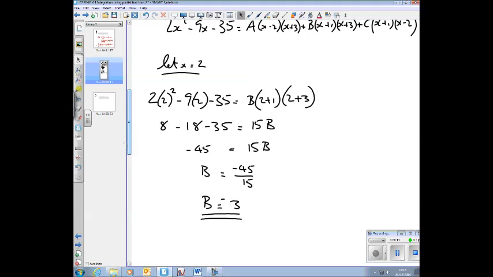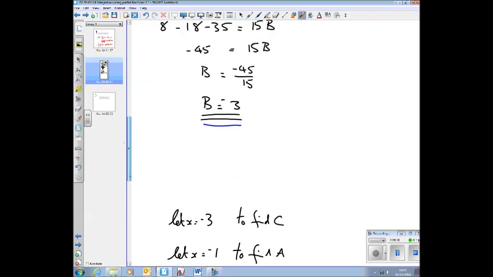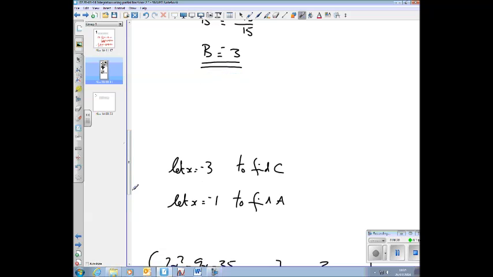So if I let x equal 2, substituting in 2 for x all the way through, I end up with B equal to minus 3. Then to find the other 2, A and C, I let x equal minus 3 to find C, and I let x equal minus 1 to find A. So carry on to find out what A and C are. I'll just pause this video here.